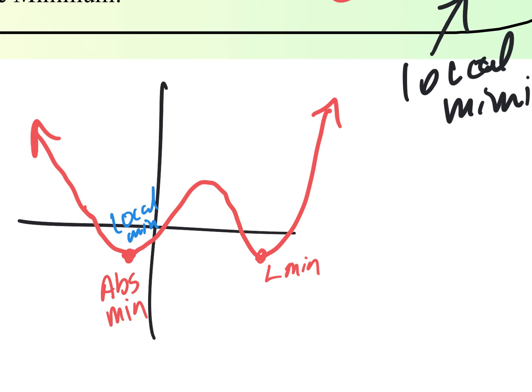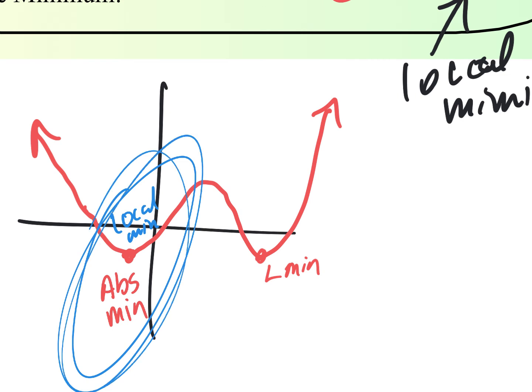All right, so local min and absolute min, yeah, you're both. It's got to be the local min, in fact. If it's the absolute min, it has to be a local min. Locally around its neighborhood, it's got to be the lowest point in the neighborhood.